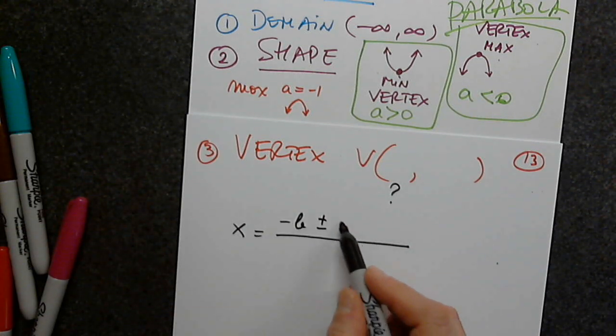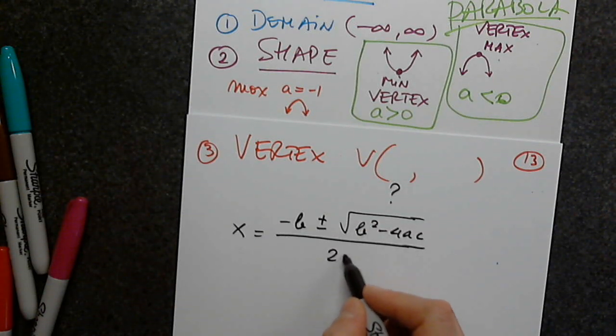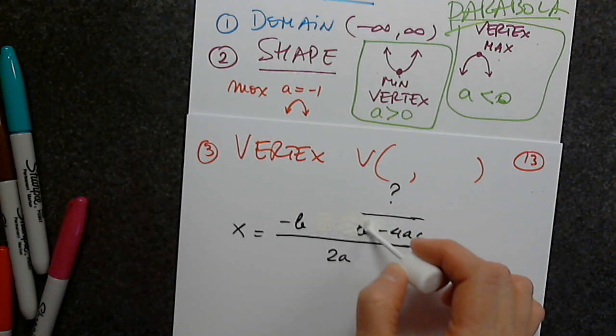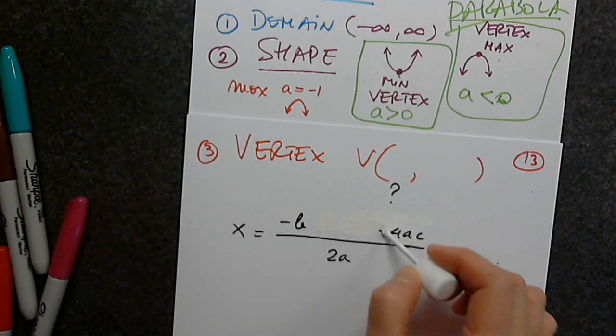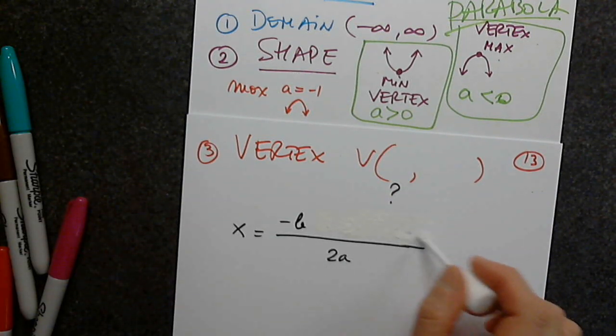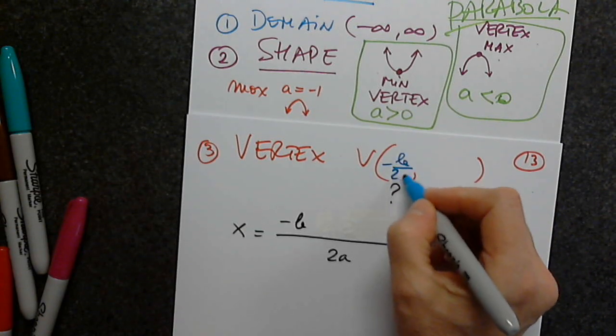Plus or minus square root of b squared minus 4ac over 2a. Very good. The reason why I put the quadratic formula there is because I would like you to connect the two so you can easily remember the x coordinate of the vertex. This is the x coordinate of the vertex. Okay? So then, -b over 2a.